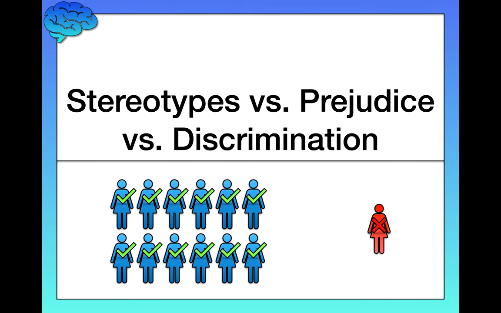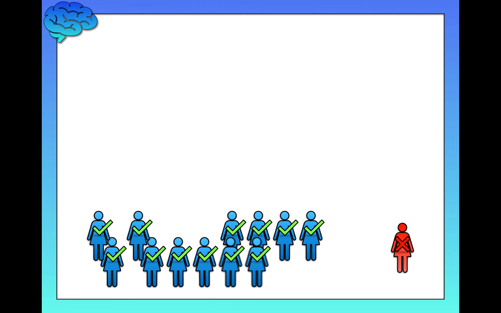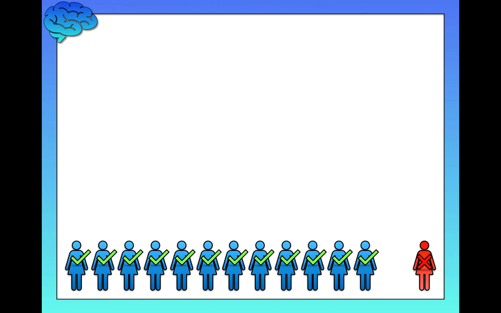In this video, we'll differentiate between stereotypes, prejudice, and discrimination, and we'll discuss several important social psychological concepts and hypotheses related to each, including what causes them to arise in the first place.